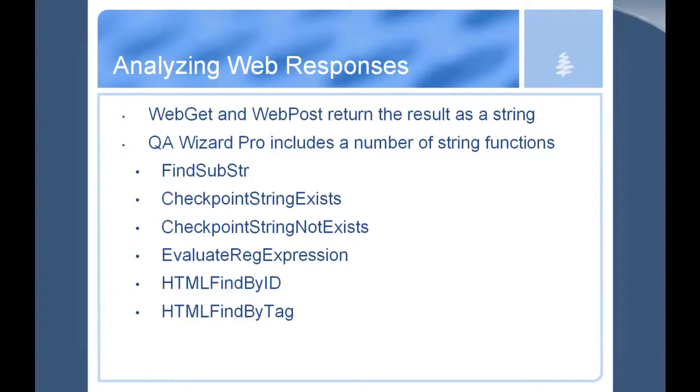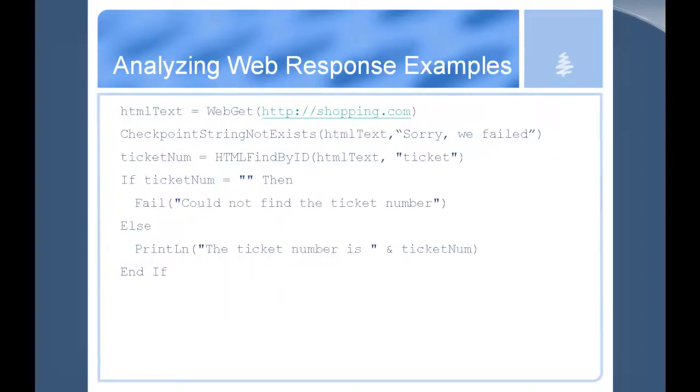A couple of examples of doing that. This is just an example we pulled out where I do a web get from an unknown shopping.com site. I have no idea what shopping.com is; I just made that URL up. But I said do a web get on that and return the result back as HTML text. That's the name of the variable I'm using.